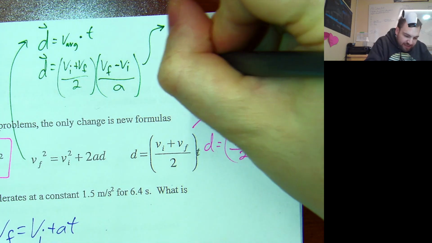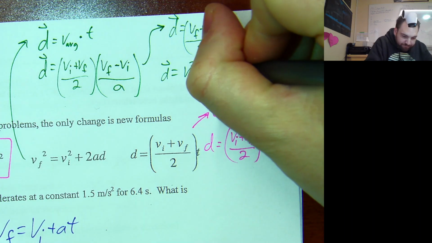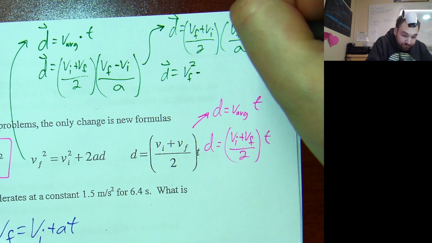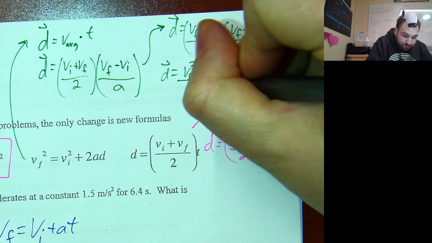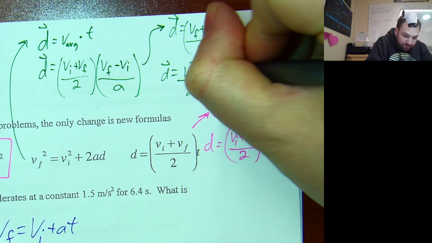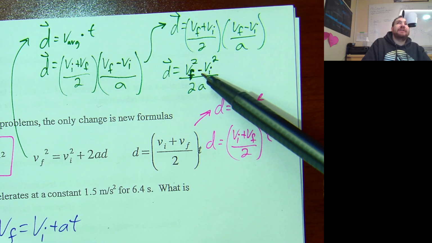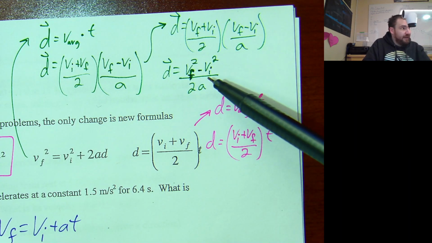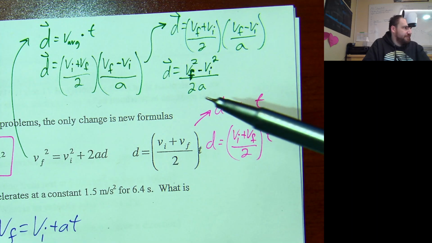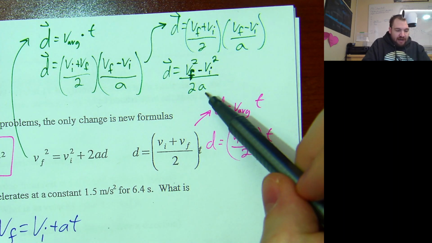So this is going to give me d equals VF squared minus VI squared over 2a. It's just a particular kind of quadratic where you have two perfect squares being subtracted. We have a nice way of dealing with that. We call it a difference of squares.